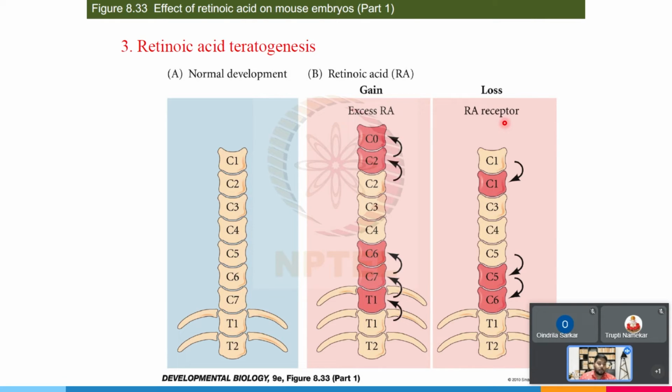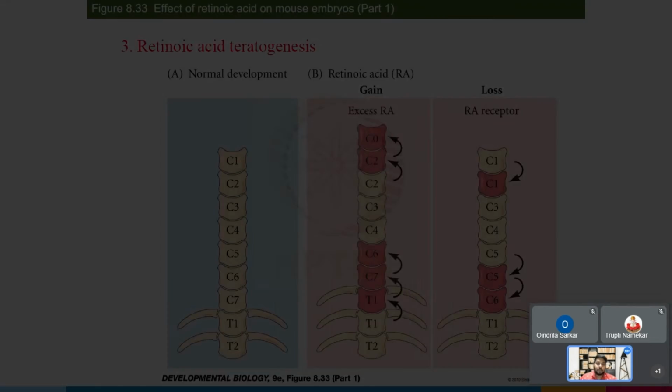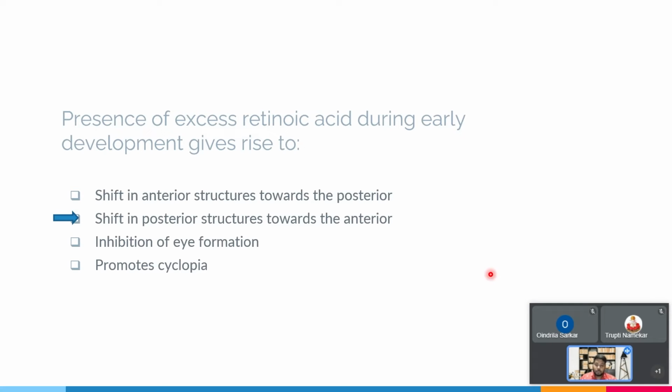In case of RA loss of function, we will see the opposite effect. The anterior structures will start forming posteriorly, so there is a posterior shift. C1 shifts towards posterior and will replace C2. Similarly, C5 will take the place of C6 and C7, and so on. And this will obviously be embryonic lethal. So this is the action of retinoic acid in development. So 2 is the correct answer: shift in posterior structures towards anterior. This also inhibits eye formation, but for our discussion that is not necessary. So this was only one type, with one correct answer.